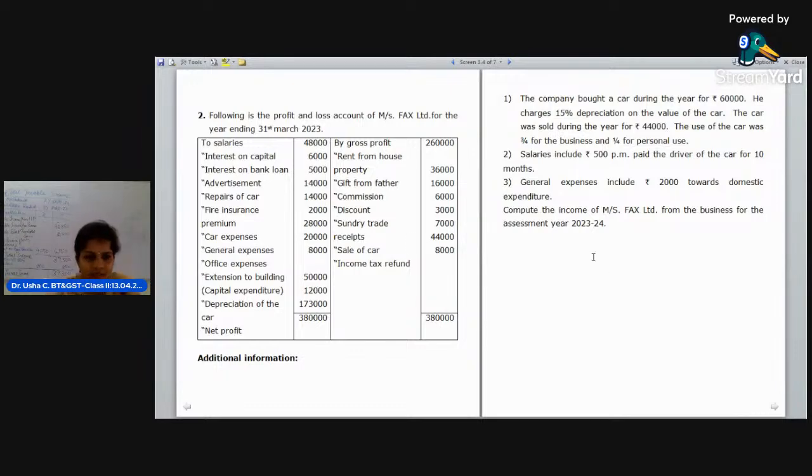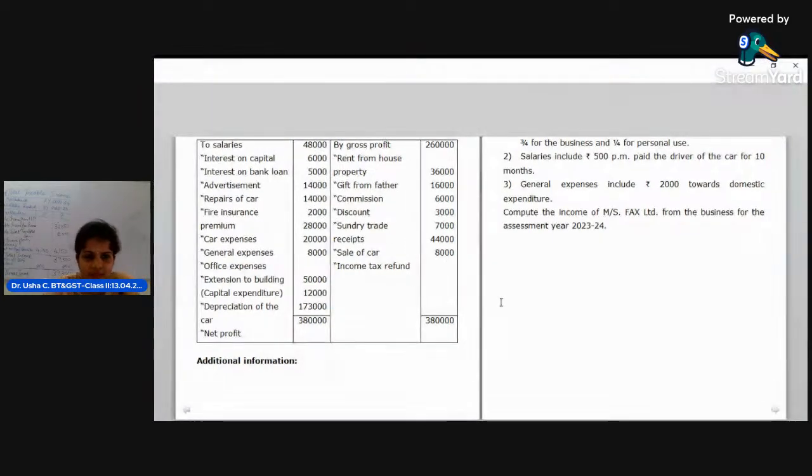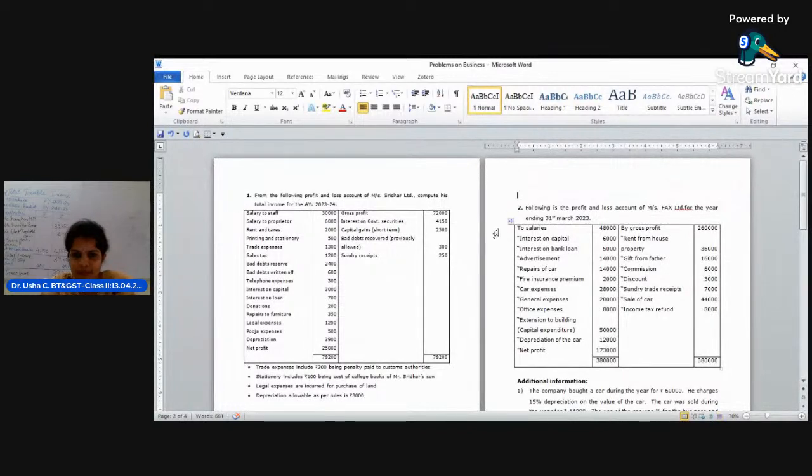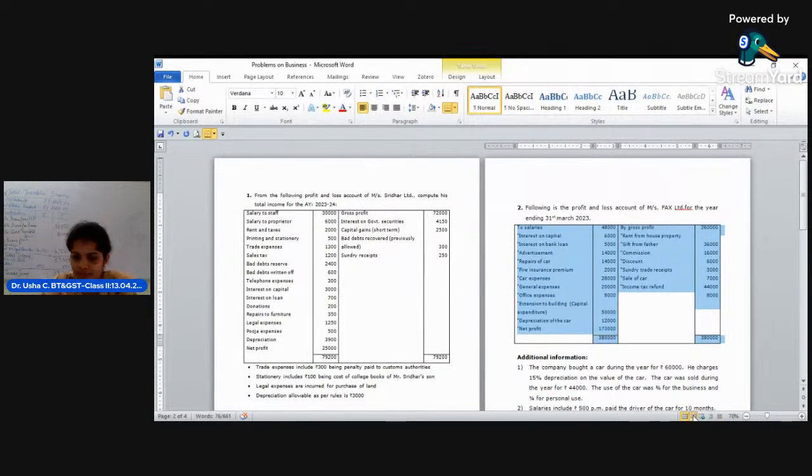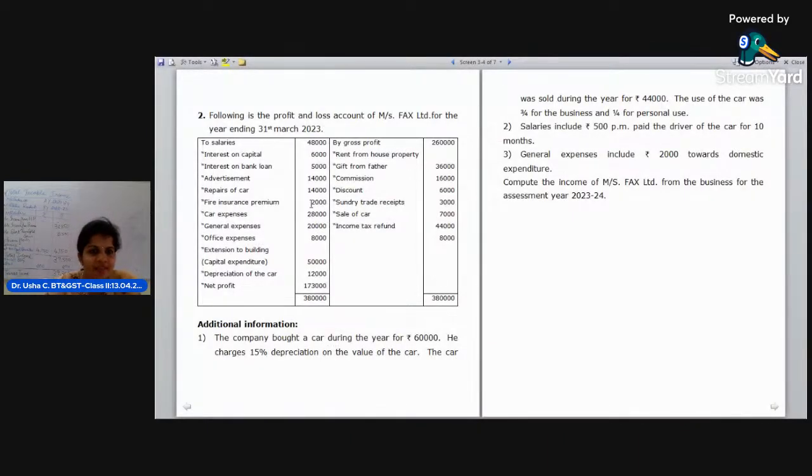I'm sorry, it is fire insurance. Okay, fire insurance premium is 2,000. Car expenses, it is 28,000. General expenses, 20,000. Office expenses, 8,000. Extension to building, capital expenditure, 5,000.